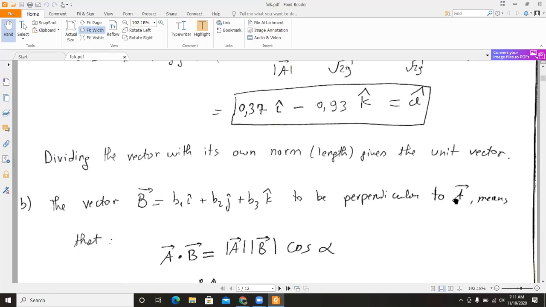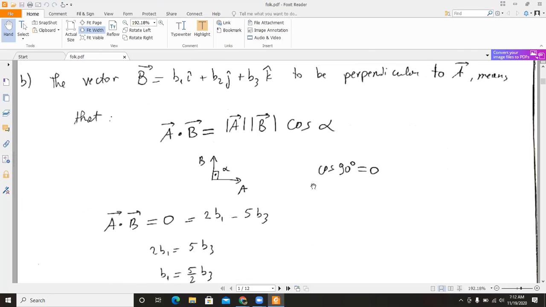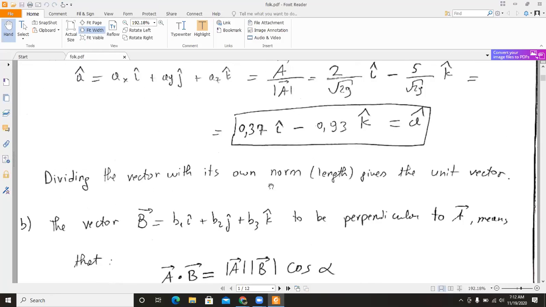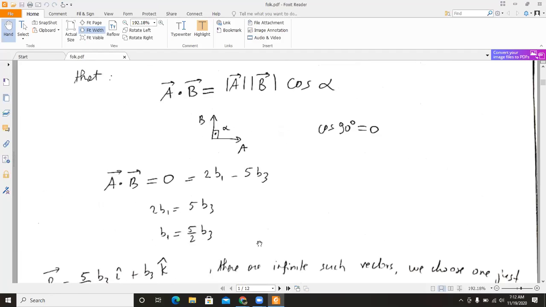So now the second question says, there's a vector, find the vector, let's say B, which is perpendicular to A. Perpendicular means that this vector times this vector, the inner product, is the length of A times the length of B times the cosine of alpha. Since it is perpendicular, this alpha should be 90 degrees. Eventually, this vanishes, right? So we already know the vector A and now the vector B. When you multiply these two vectors, you multiply this component by this, plus ay times this, plus az times this. So that is what I did here, and you get 2b1 minus 5b3. This should be 0.